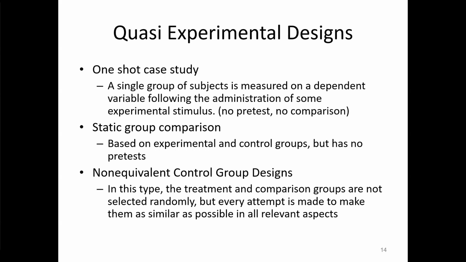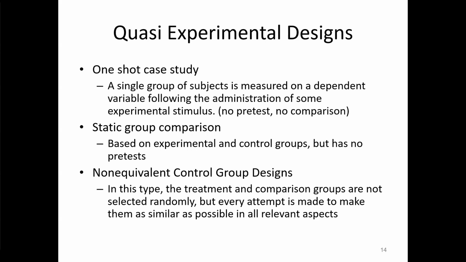There are several different quasi-experimental designs. One is called the one-shot case study, and that's where a single group of subjects is measured on a dependent variable following the administration of some experimental stimulus. There's no control group here, no pre-test and post-test, just a single group of subjects measured on the dependent variable following a stimulus. There is a static group comparison, where you have an experimental and a control group, but there's no pre-test at the beginning. So one group gets the stimulus and is measured afterwards. The other group doesn't get the stimulus and is measured afterwards, and any differences are assumed to be because of the treatment.